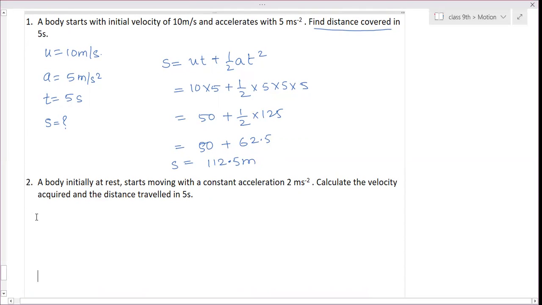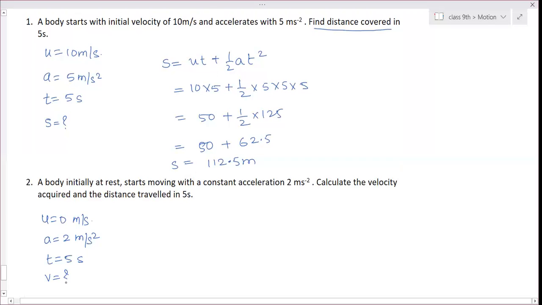Tanya, next values. Ma'am, U is 0 meter per second. A is 2 meter per second square. And T is 5 seconds. And what we have to calculate? Velocity acquired and distance covered.